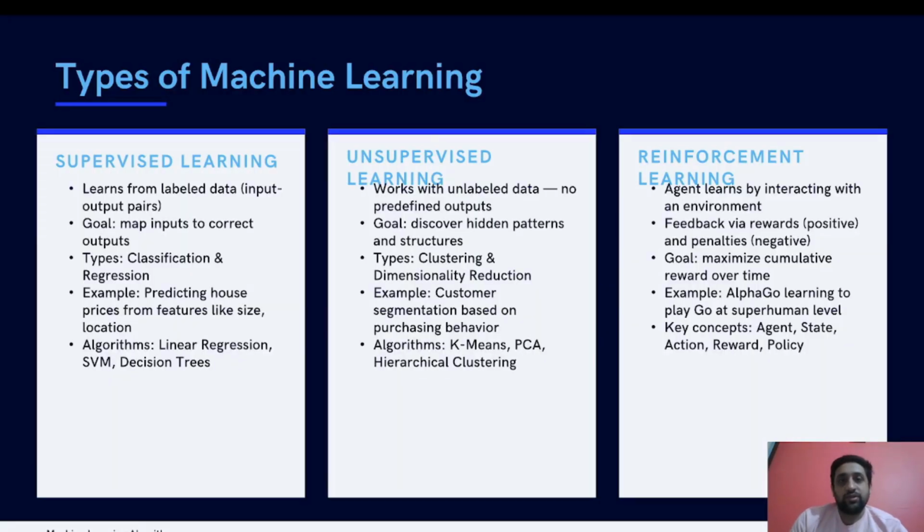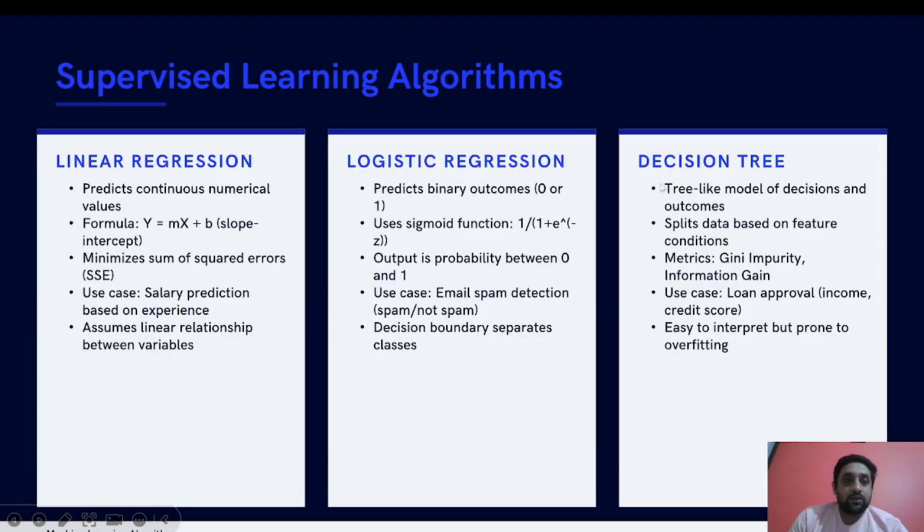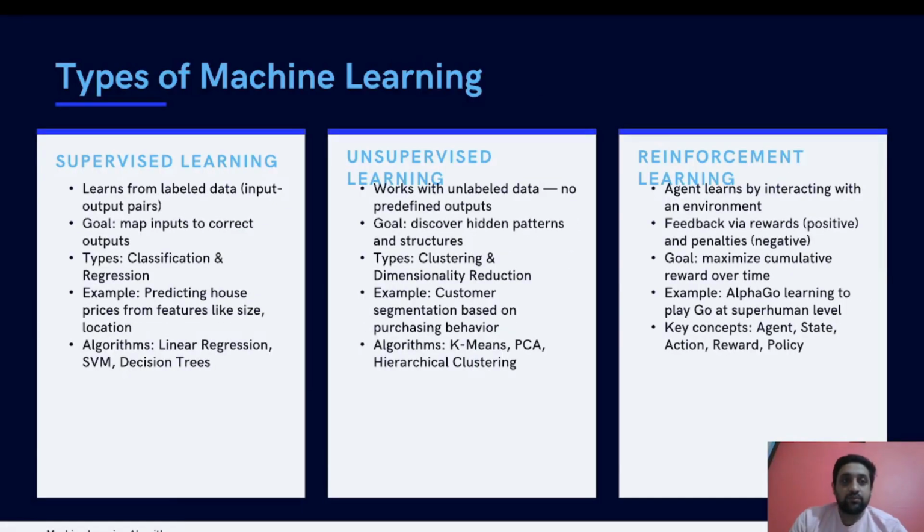Now, types of machine learning. Machine learning can be broadly divided into three types: supervised learning, unsupervised learning, and reinforcement learning. In supervised learning, the model is trained using labeled data, meaning each input has a corresponding output, and the goal is to learn a mapping between them. This is commonly used for classification and regression tasks.